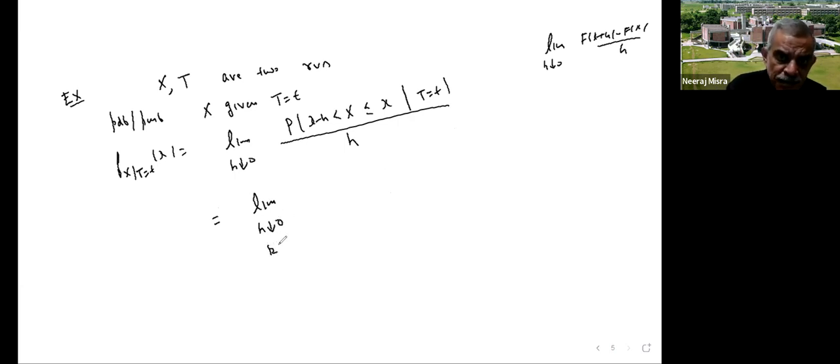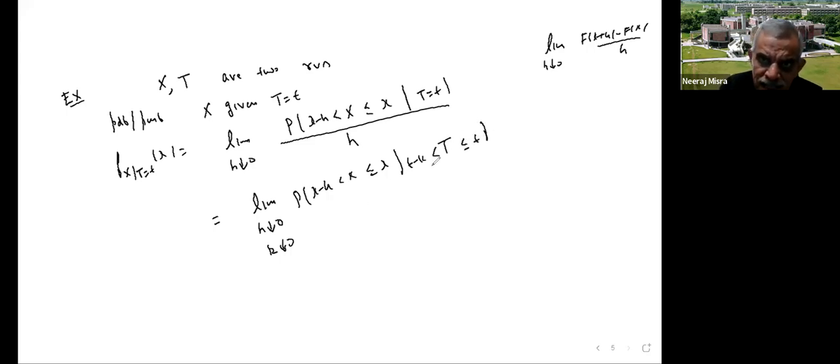And then I can convert this probability also in terms of x minus h less than x less than or equal to x, given that t lies between t minus h less than or equal to t, right? And divided by h. Now you can play around. So these are definitions. So you have to play around with this definition, right?